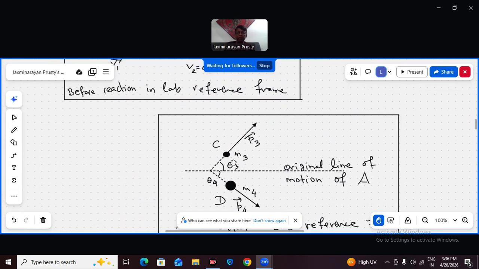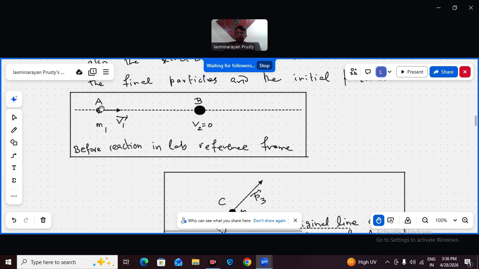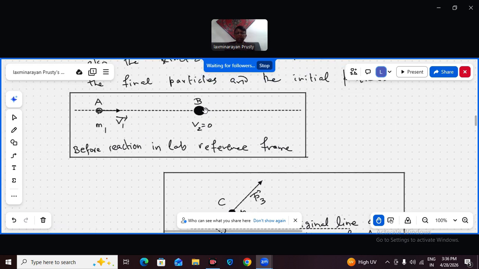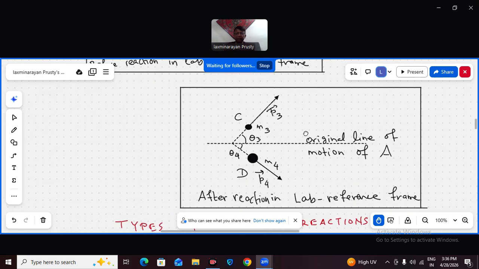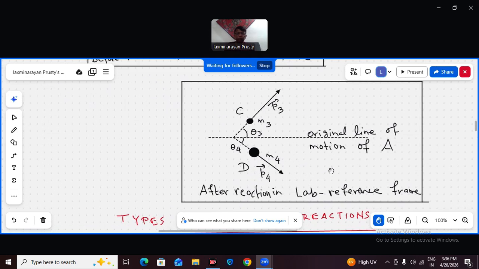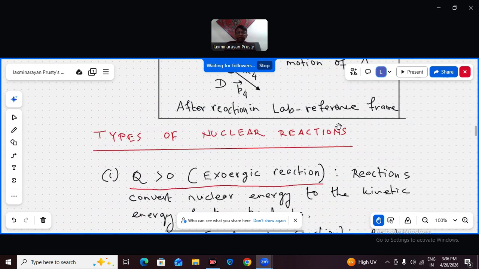So this is M3, M4, C and D, moving with angle theta 3 with the original line of motion of A. This is the original line of motion. With that, C makes an angle theta 3 and D makes an angle theta 4. Okay, the momentum of C is P3, the momentum of D is P4. This is what I've shown. This is what happens in that reaction.